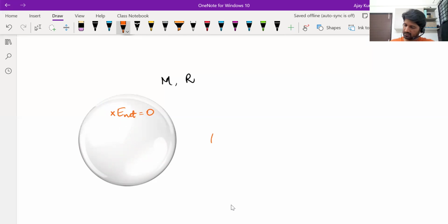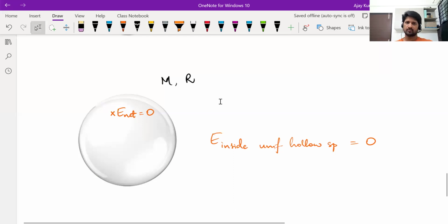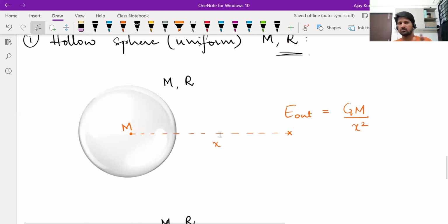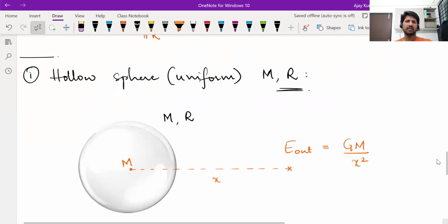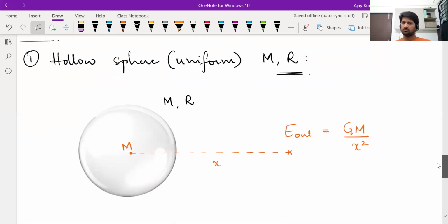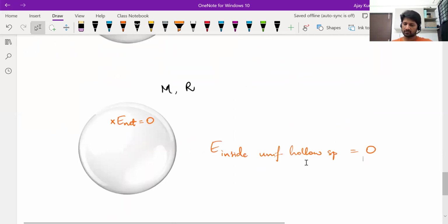So the gravitational field inside a uniform hollow sphere is 0. Anywhere inside it is 0, not just at the center. So when you are outside the hollow sphere, it can be treated as a point mass to find out the field. But if the point is inside the hollow sphere, somewhere here, then the gravitational field it produces is 0. Okay, let's solve a problem based on this.